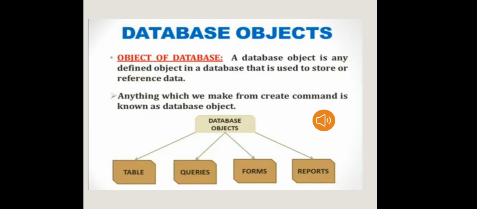A database object is any defined object in a database that is used to store or reference data, to give the reference of the data. Anything which we make from the create command is known as a database object. So database objects are tables, queries, forms and reports.